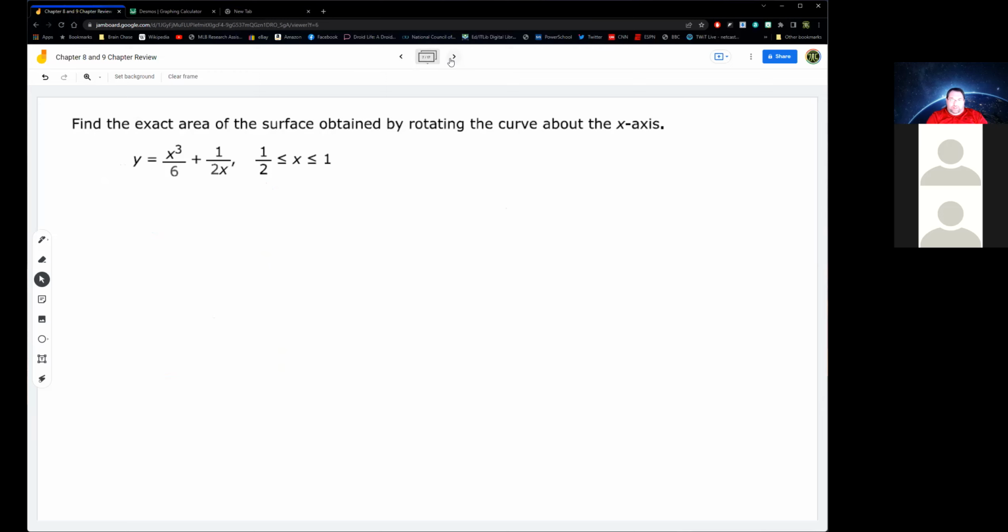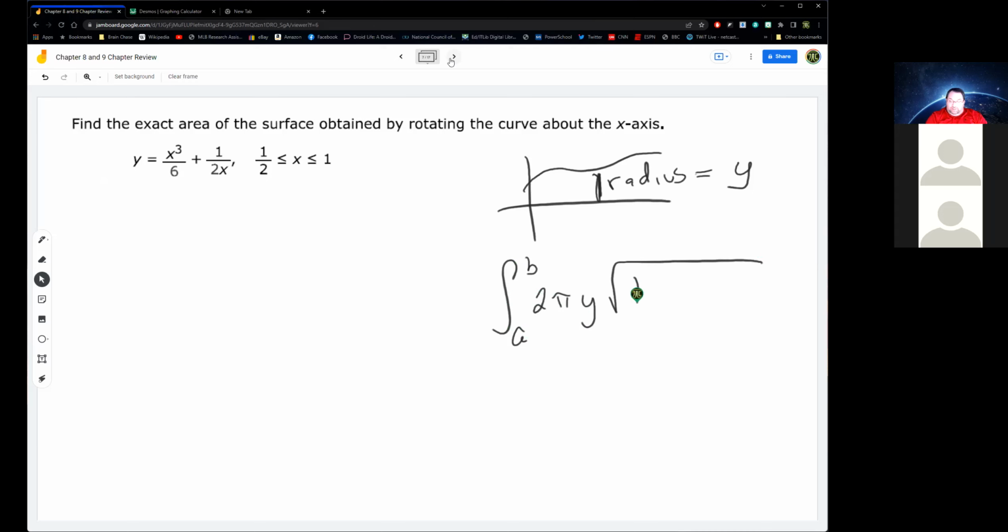So let's look at this one. We're rotating around the x-axis. So if we just do a quick little sketch of it, that right there is my radius. My radius is the y value. So that's my equation. My equation from a to b of 2 pi y times the square root of 1 plus dy/dx squared.